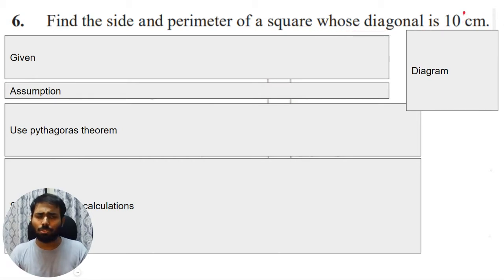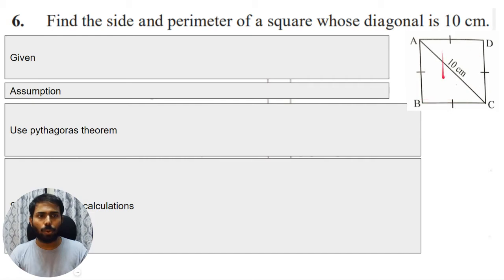What will always be helpful in geometry is drawing the diagram. So let's draw the diagram first. This is my square, square ABCD. This is also a quadrilateral. What does quadrilateral mean? Any shape which has four sides. So square is also a quadrilateral, rectangle is also a quadrilateral, rhombus is also a quadrilateral, parallelogram is also a quadrilateral. So all these are quadrilaterals. Shapes with four sides are called quadrilaterals.